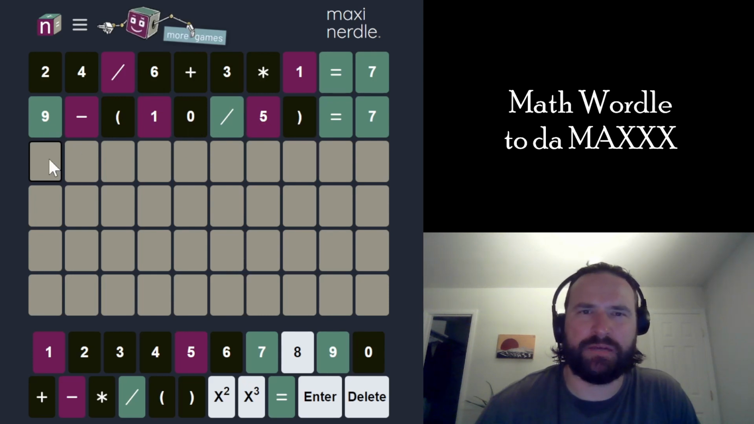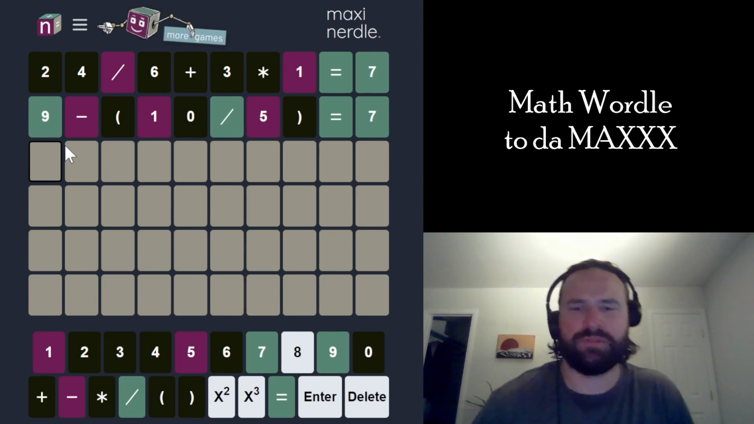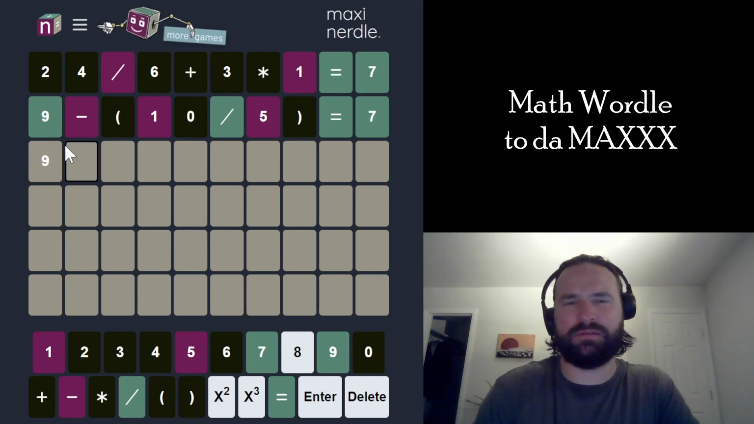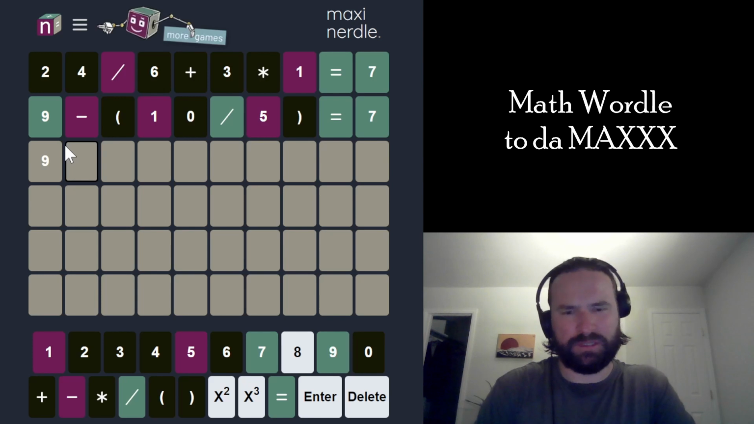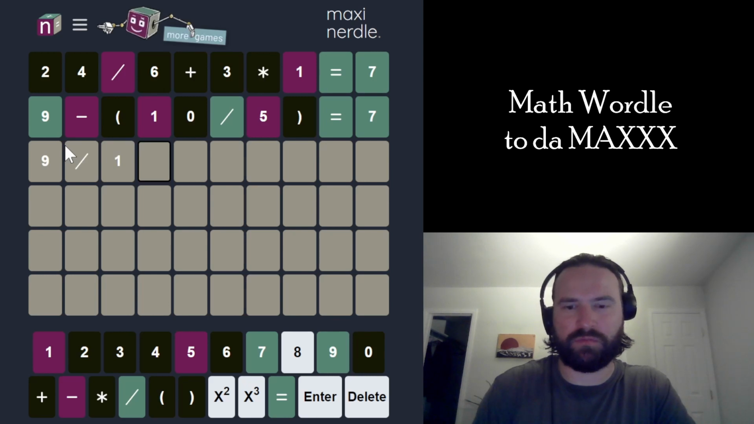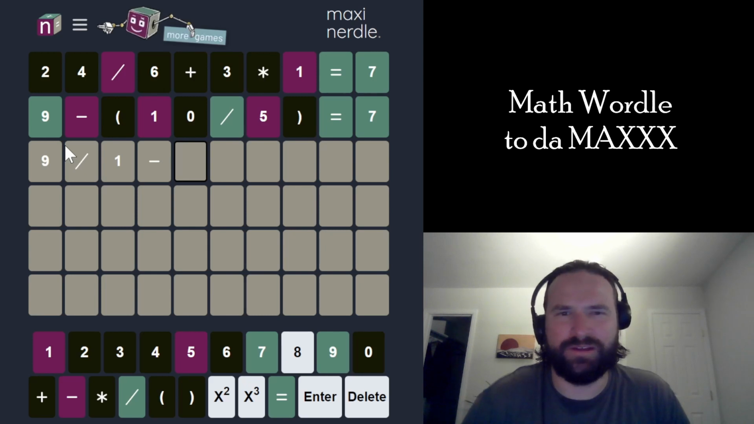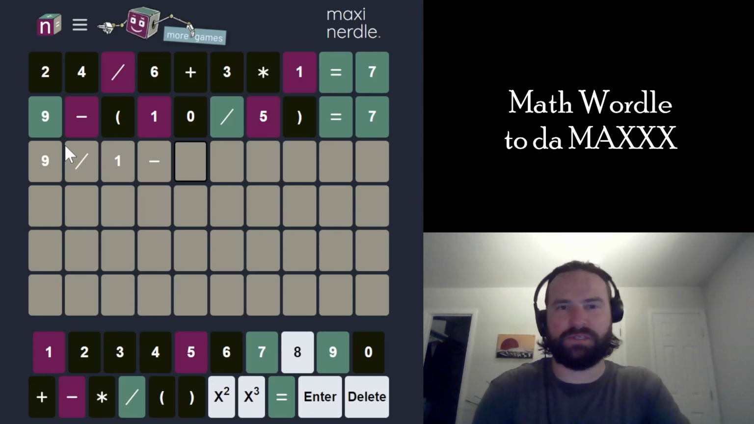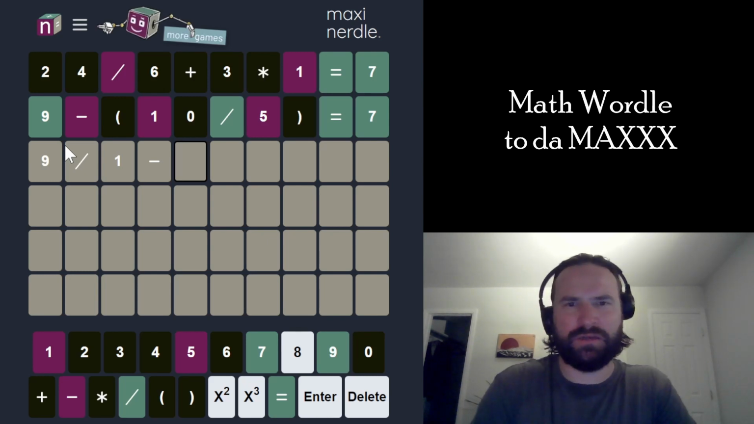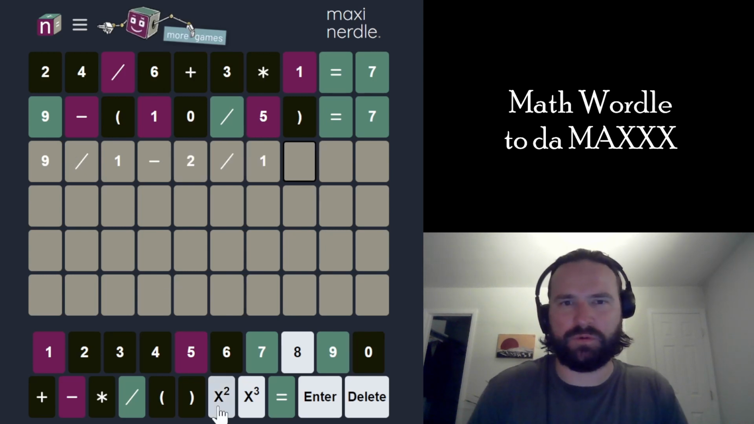I could do 9 divided by 1. Is there room for the subtraction sign if I do that? I think anything that gets divided has to be divided by 1 if it's a single digit number. Minus. And then I have to do 9 divided by 1. Minus 2 divided by 1 squared. I don't know how to make this work. All right, I'm going to try this. Yeah, I'm just going to do this, I think. Minus 2 divided by 1. And then just incorporate a squared.